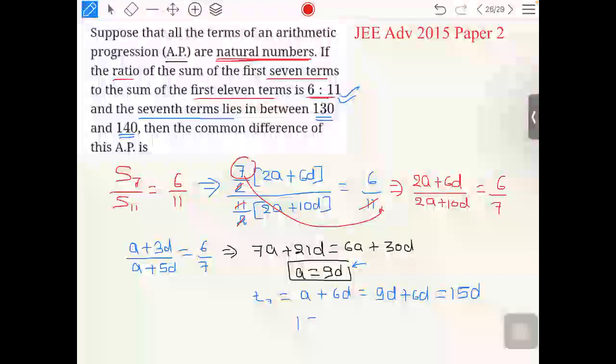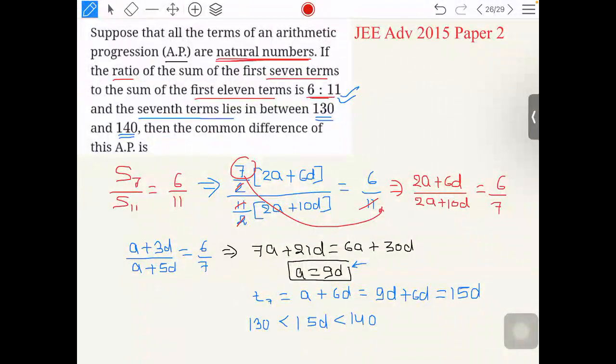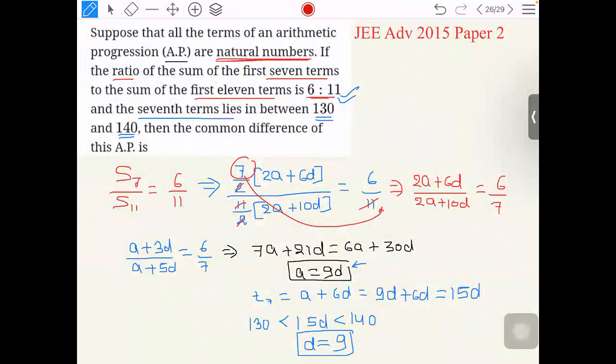But information क्या दिया हुआ है? 15D is less than 140 but more than 130. So 15D, D is a natural number, lies between 130 and 140. Only possible value of D here is 9, because 15 into 9 is 135. So the correct answer to this question is 9. विक्रांत, आपका आंसर सही था, एकदम सही था आपका आंसर.